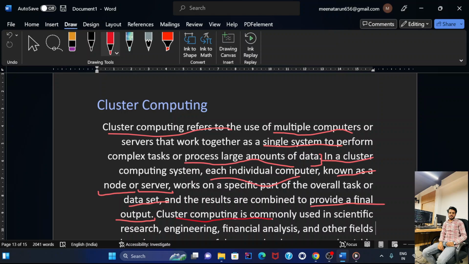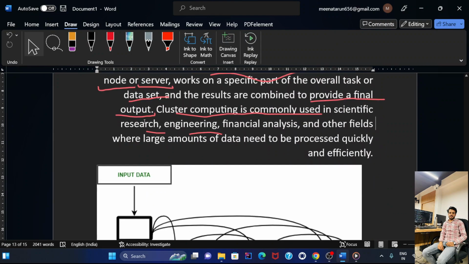Cluster computing is commonly used in scientific research, engineering, finance, and other fields where a large amount of data needs to be processed quickly and efficiently. So it can be used in scientific research, in financial analysis, and in engineering.